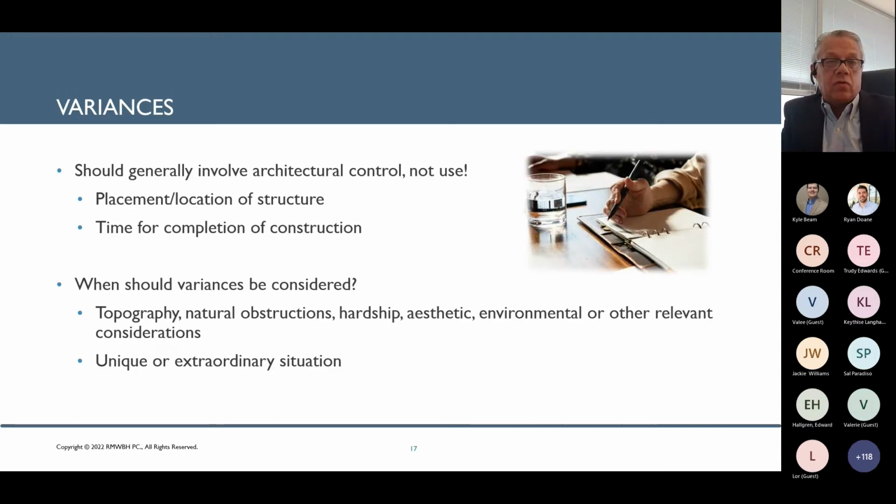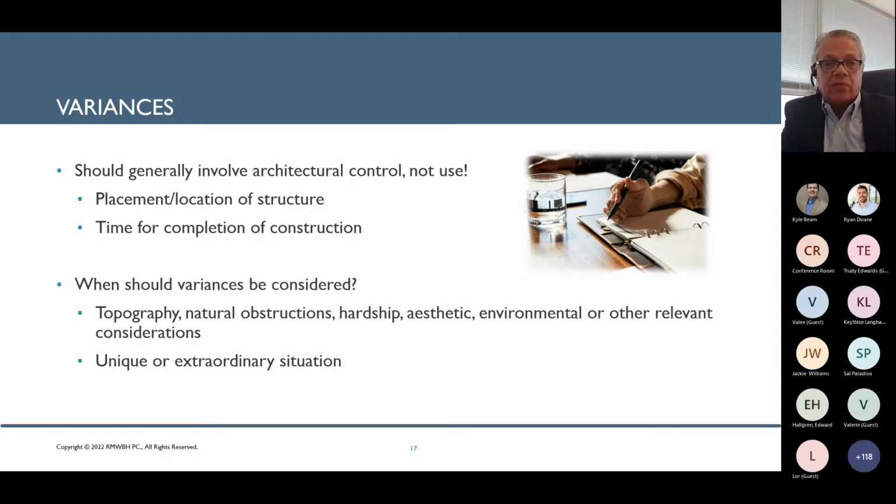Again, you've got to see what authority the variance is. It's typically going to be architectural control authority, not use authority. A lot of language about variances just states expressly that the ACC or the board can grant a variance, but they cannot grant a variance as to use. They can't grant a variance as to single family use. A lot of them have language in there, but you've really got to read and understand that language.